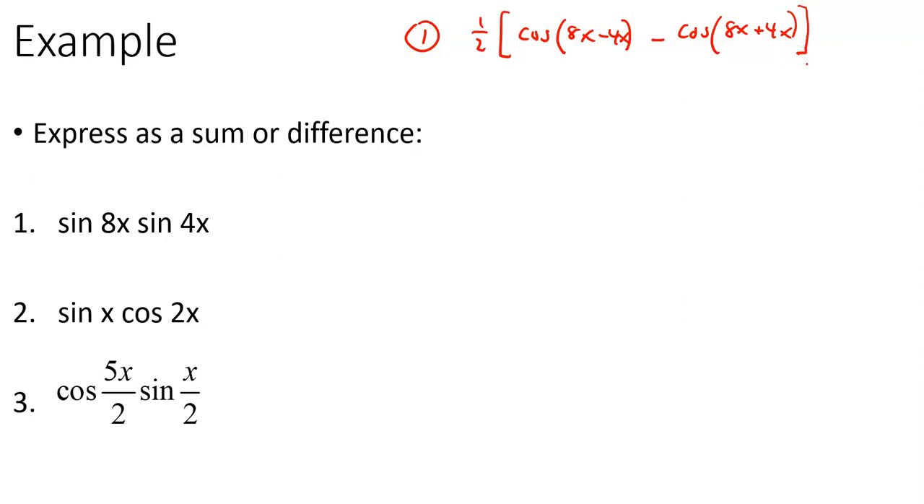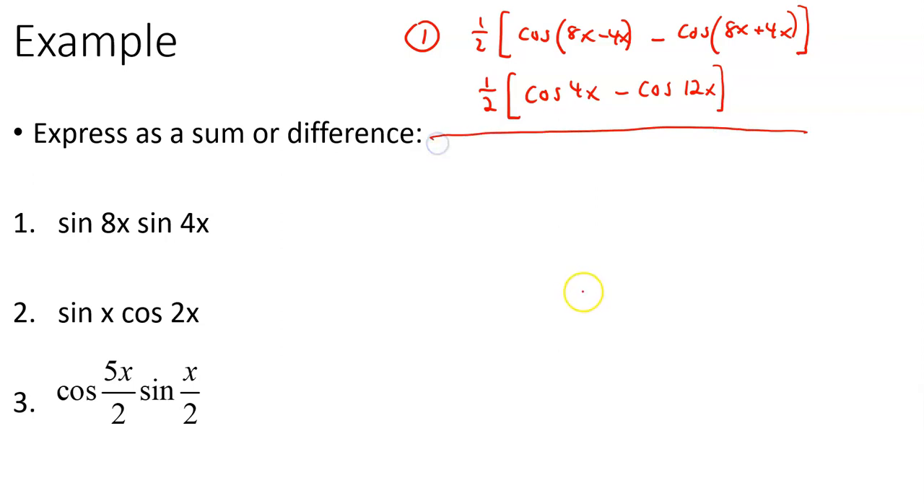And then we simplify as much as we can, and we don't simplify any more than we can. So 8x minus 4x is 4x, so I get the cosine of 4x. 8x plus 4x is 12x, so minus the cosine of 12x. And that's it. As tempting as it is, I can't simplify it any more than that. So there's my answer.